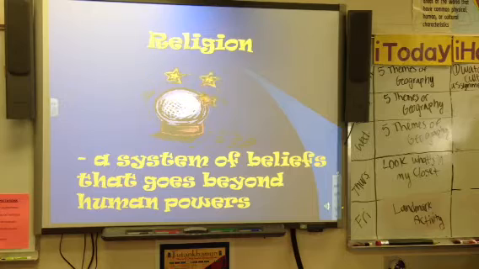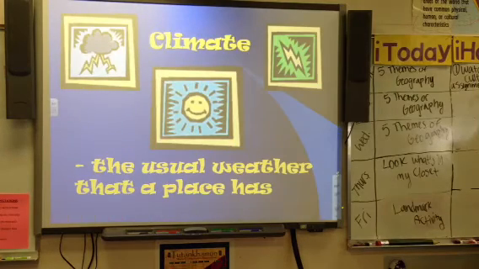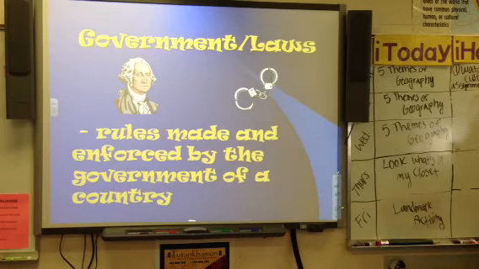Religion is a system of beliefs that goes beyond human powers. Many times religions have one God or multiple gods. Values are ideals or beliefs that guide the way people live. Climate. We talked a little bit about this today in class. The usual weather that a place has. So for example, remember I talked about how in Boone, North Carolina, where I went to school, their climate had a lot less humidity than we do here in Raleigh.